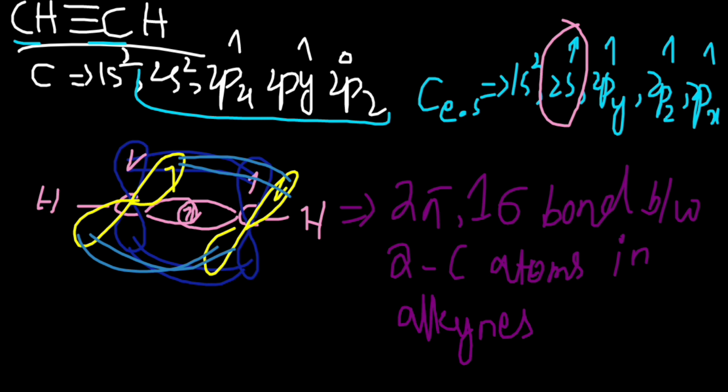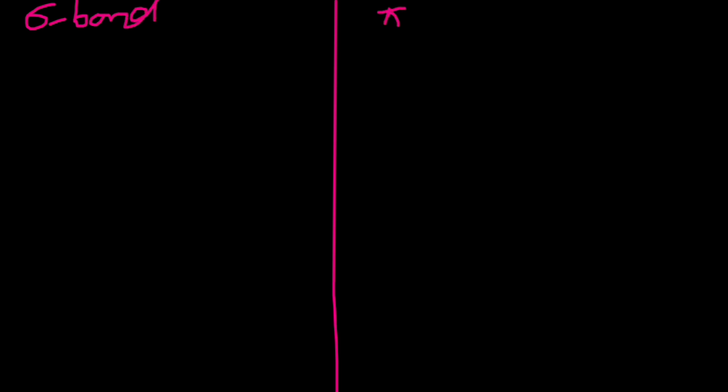Up till now we have discussed the postulates, the sigma molecular orbital and pi molecular orbital. The p-pi d-pi bonding and d-pi d-pi bonding will be discussed in the next lecture. For now, let's compare the sigma bond and pi bond.